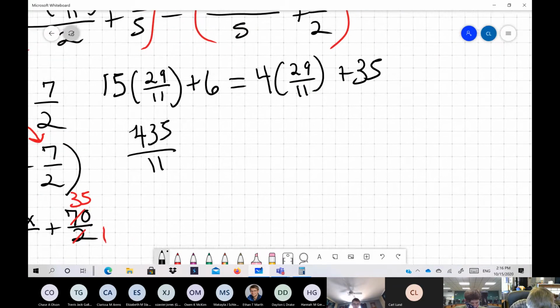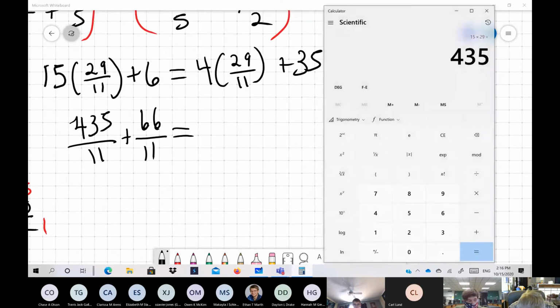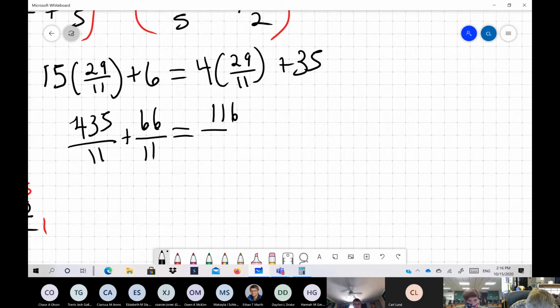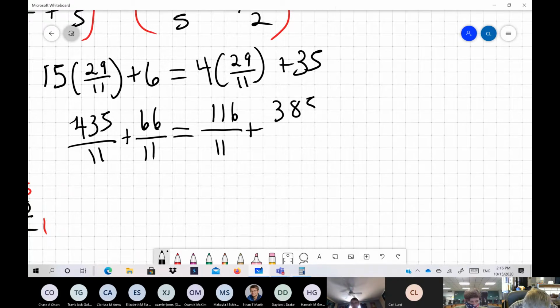And I'm going to write my 6 and 11ths too. I'm going to get a common denominator. 6 is the same as 66/11. Over on my right-hand side, I have 4 times 29. That's 116. And then I have 35. Again, we'll write this in 11ths. 35 times 11 is 385/11.